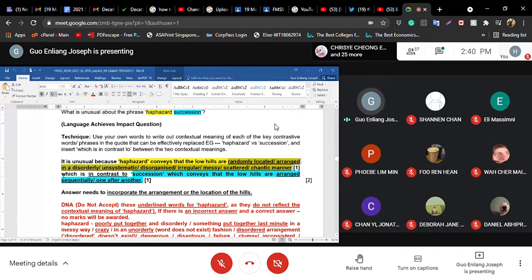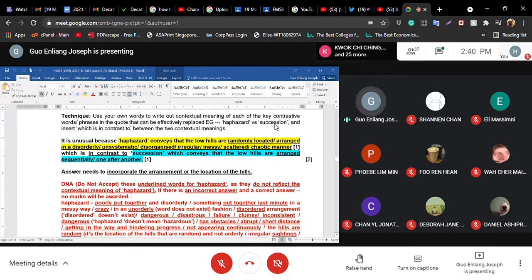Then, in contrast, the other word, succession, which a lot of you didn't get. There are only 2 answers for succession: the hues are arranged sequentially or one after another. These are the only 2 that are acceptable because we are looking at the precise, specific contextual meaning. These two are the most precise for succession in this context. You also need to note that the answer needs to incorporate the arrangement or the location of the hues: randomly located, arranged in a certain fashion or manner. So we are going to look at some of the popular wrong answers.